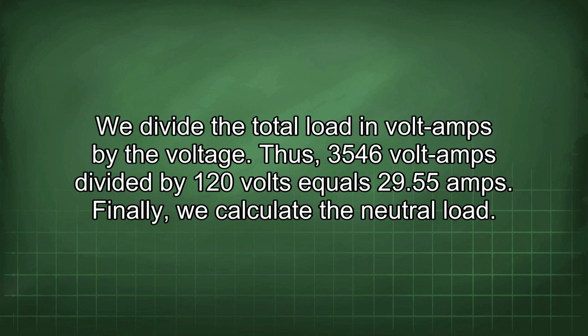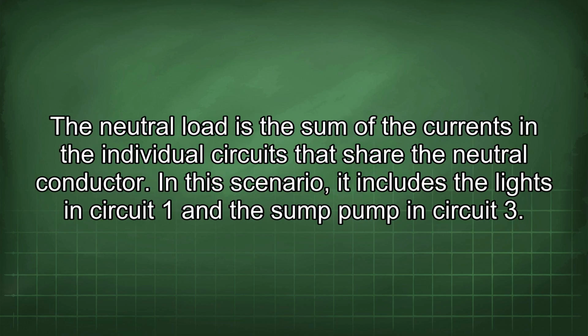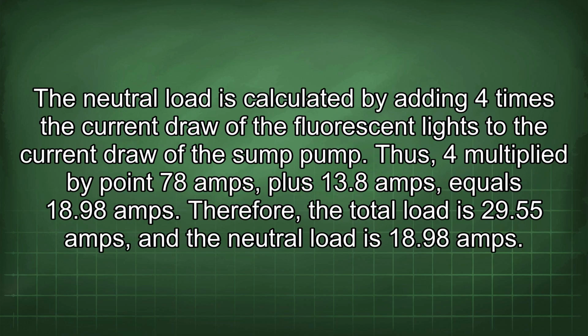Finally, we calculate the neutral load. The neutral load is the sum of the currents in the individual circuits that share the neutral conductor. In this scenario, it includes the lights in circuit 1 and the sump pump in circuit 3. The neutral load is calculated by adding 4 times the current draw of the fluorescent lights to the current draw of the sump pump. Thus, 4 multiplied by 0.78 amps plus 13.8 amps equals 18.98 amps. Therefore, the total load is 29.55 amps, and the neutral load is 18.98 amps.